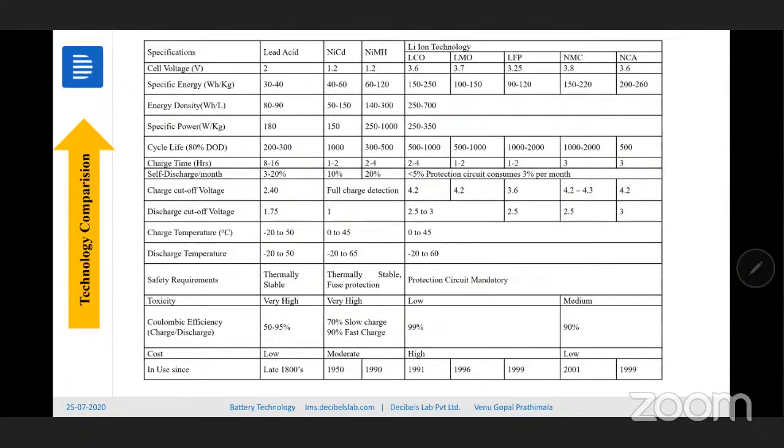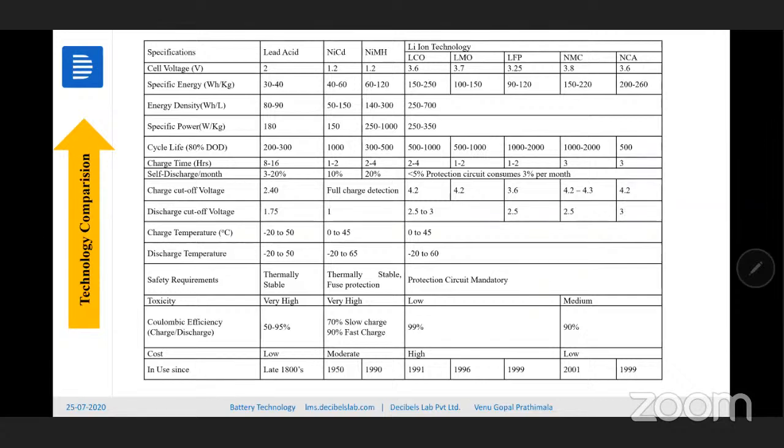The next one is specific energy. As I told you before, specific energy plays a very important role in range. If you want more range, you have to select a cell with high specific energy, and if you want more performance, you have to select a cell with high specific power. For lead acid it is 30 to 40, for nickel cadmium 40 to 60, nickel metal hydride 60 to 120, and for lithium ion approximately 100 to 260. So compared with these three technologies, lithium ion has more specific energy, which means it can give more range for a given battery pack size. We can say we can achieve three times the range of lead acid and two times that of nickel metal hydride.